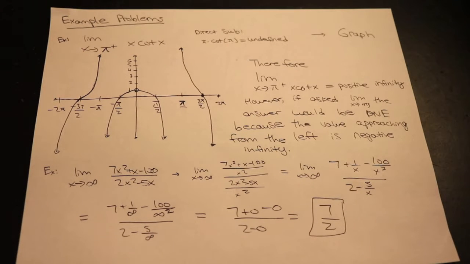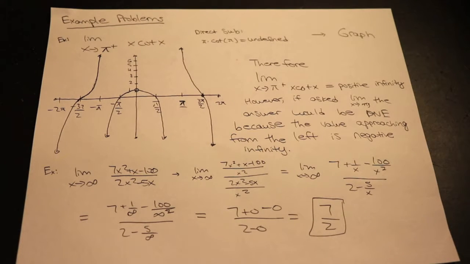However, let's say they asked us to find the limit as x approached pi. Well, then the answer would be does not exist, because the value approaching from the left is negative infinity, and therefore you have two conflicting infinities, and the answer is does not exist, because the limit will not exist. Let's take a look at the second one.